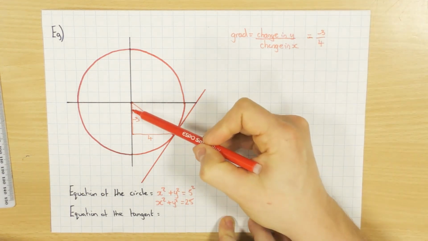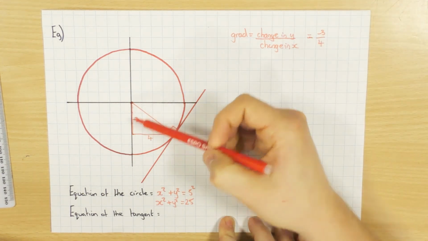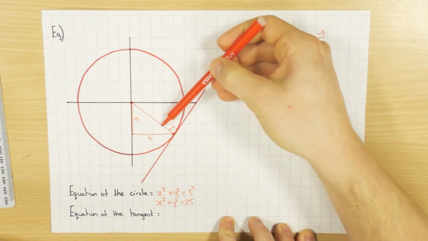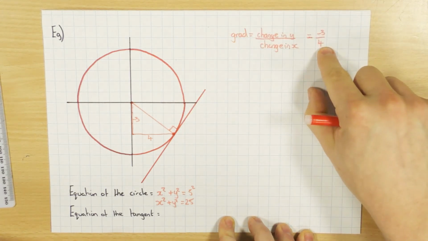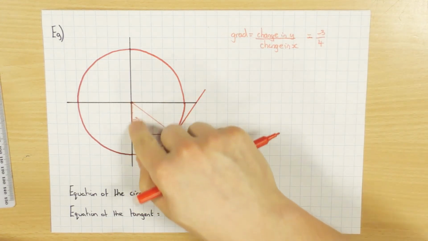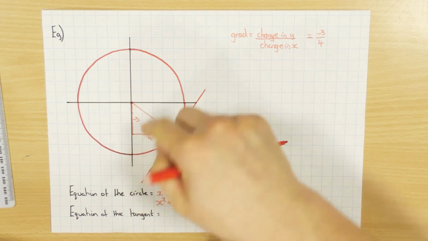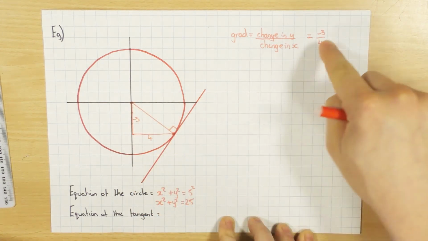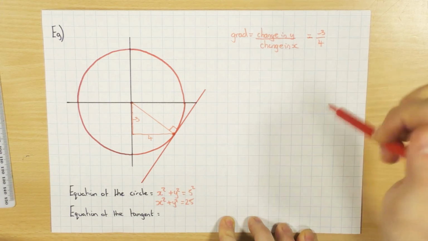Now, if you didn't spot this was a negative 3, just look at the gradient. It's decreasing, so your gradient will need to be negative. So if you're a bit unsure about your minuses and this, that, and the other, have a look. If your gradient is decreasing, it must be a negative.